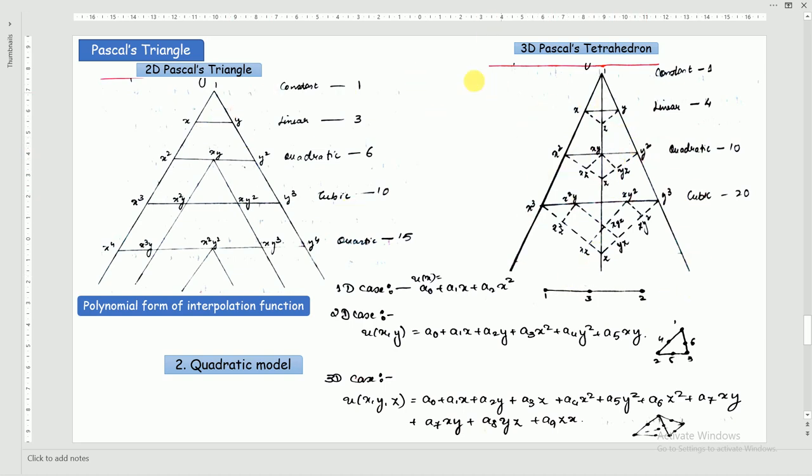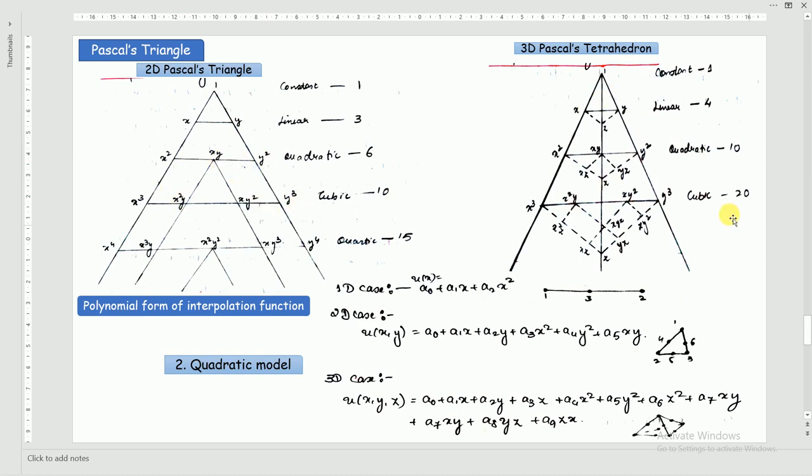That is how you write, that is how you draw these triangles. These are called Pascal's triangle. This is Pascal's triangle, this is Pascal's tetrahedron. These are used to refer and write the polynomial function for a given element. Okay, this is for the quadratic model. Similarly for the cubic model, here there are 10 terms. This is what you get: a naught plus a1x plus a2y plus this plus this plus this, 1 2 3 4 5 6 7 8 9 and 10 terms.